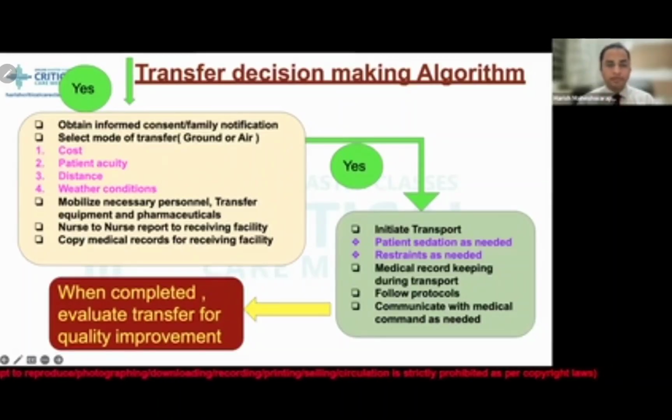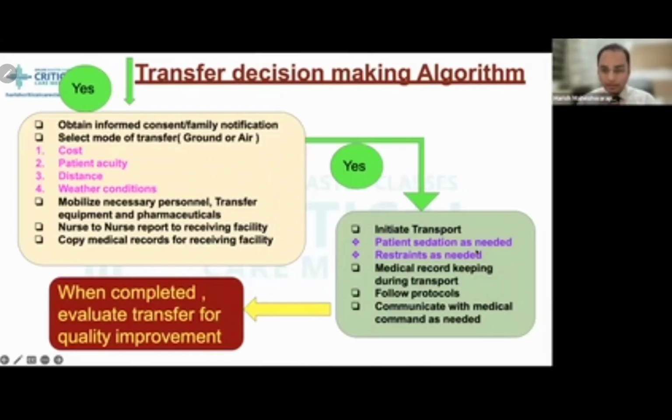Mobilize necessary personnel, transfer equipment and the medication involved. Give a nurse to nurse report to the receiving facility. Copy the medical record for the receiving facility. If everything is ready, initiate the transport. Sedate the patient as needed, and restrain as needed. Keep medical records during the transport, including documentation. Follow the protocols, and communicate with medical command as needed.